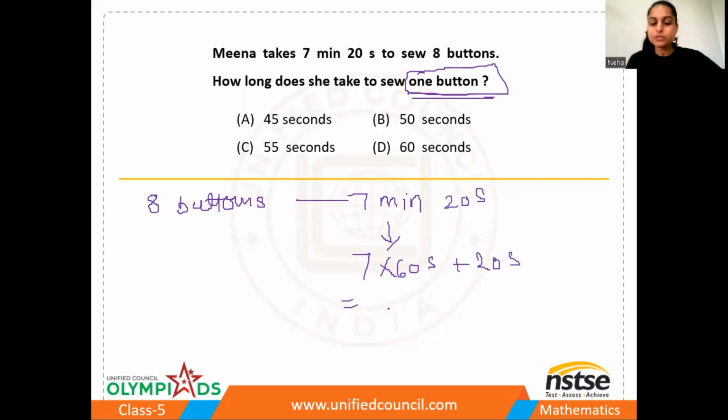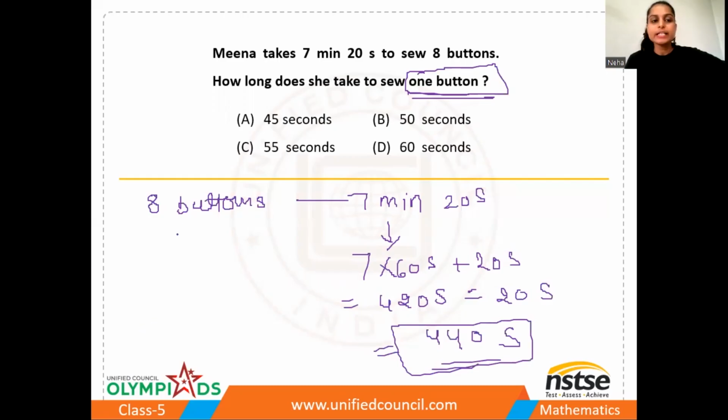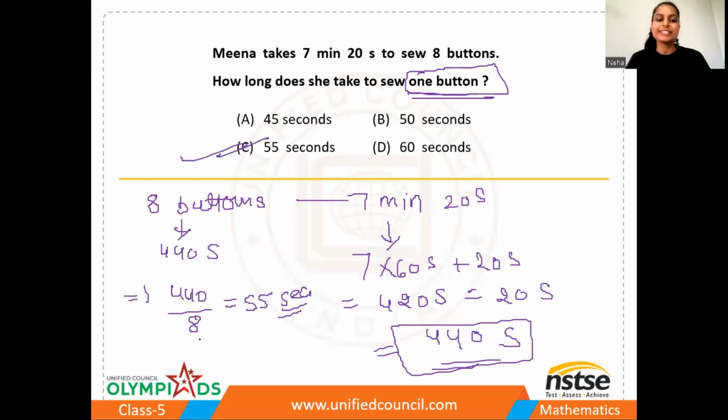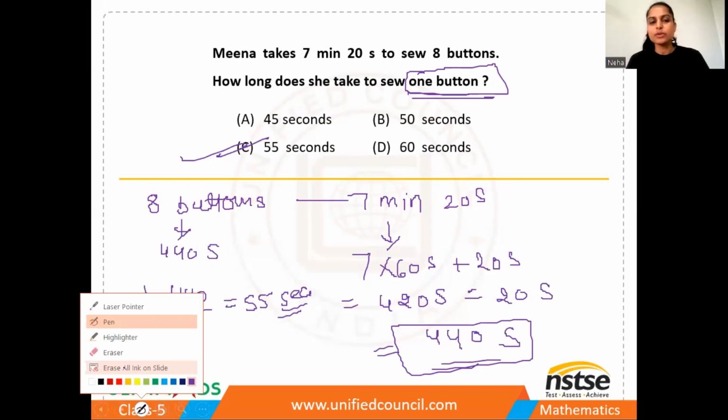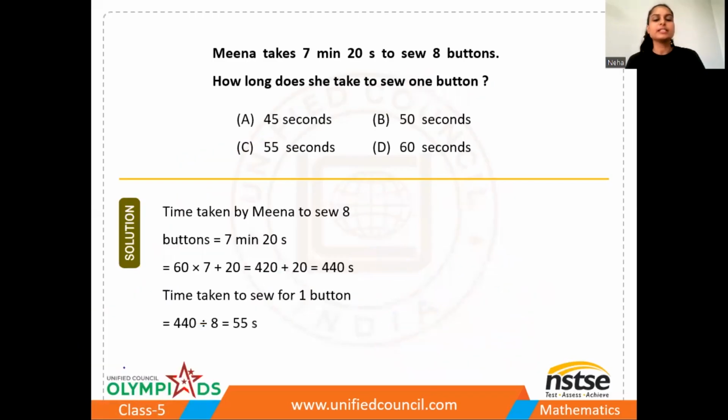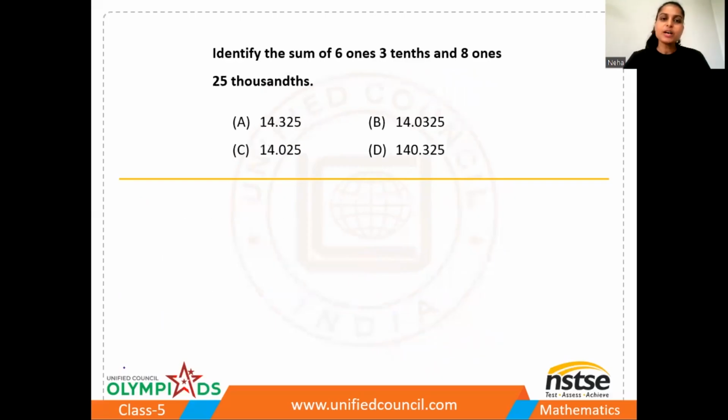Okay. So this is what? This is 420 seconds, right? And this is 20 seconds. That means in total time is 440 seconds. Correct? So I can say that it will take 440 seconds to sew 8 buttons. For one button, the time will be 440 divided by 8. Yeah, this is your time. Okay, that means 55 seconds, option C is your right answer. Perfect. This question is quite easy. What you have to do is just convert the minutes into seconds, and then it is very easy. Correct? Alright. Now let's move to the next question.